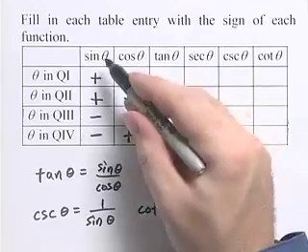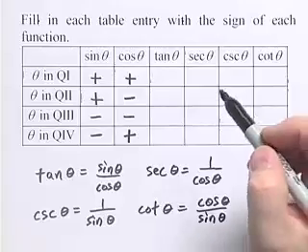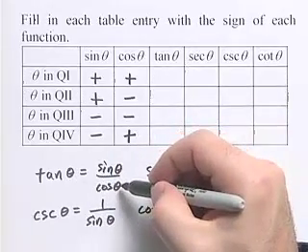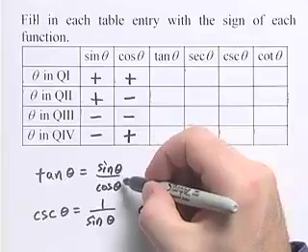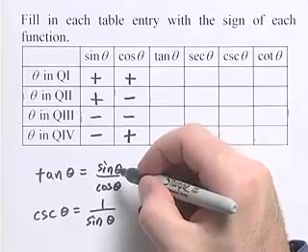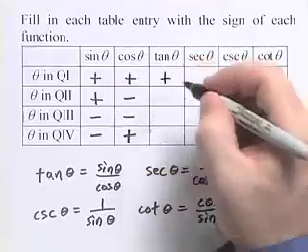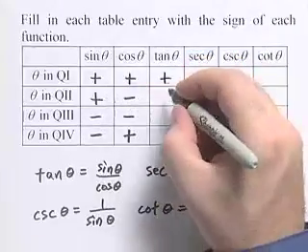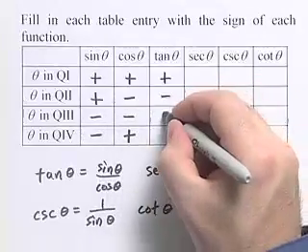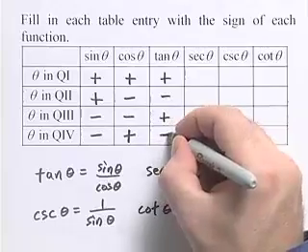And once we have the signs for sine and cosine, we can determine the signs for the rest of the trig functions. To get the tangent, we just need to look at the ratio of sine over cosine. So if sine and cosine have the same sign, it's going to be positive. If they have opposite signs, it's going to be negative. Here, sine and cosine have the same sign, so tangent's positive. Here they have opposite signs, tangent's negative. Here again, they have the same sign, so tangent is positive. Here they have opposite signs, so tangent is negative.